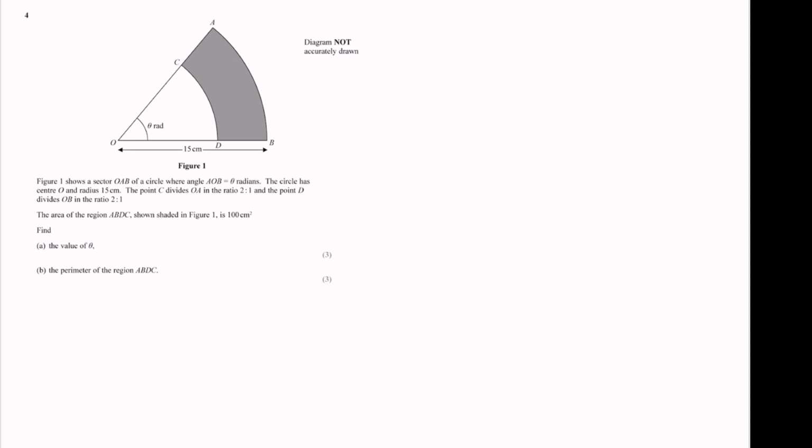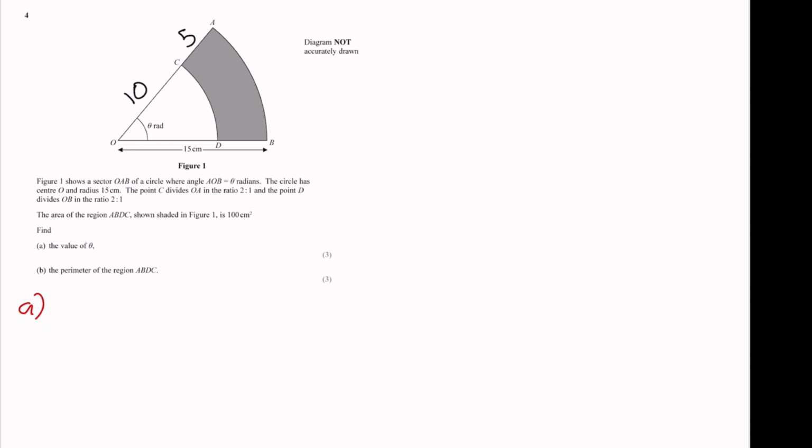Okay, so part A. If OA and OB are shared in the ratio 2:1 and the total radius is 15, then OC has to be twice as big as CA, and it must add to 15, so that must be 10 and 5. Same on the other side with OD and DB.